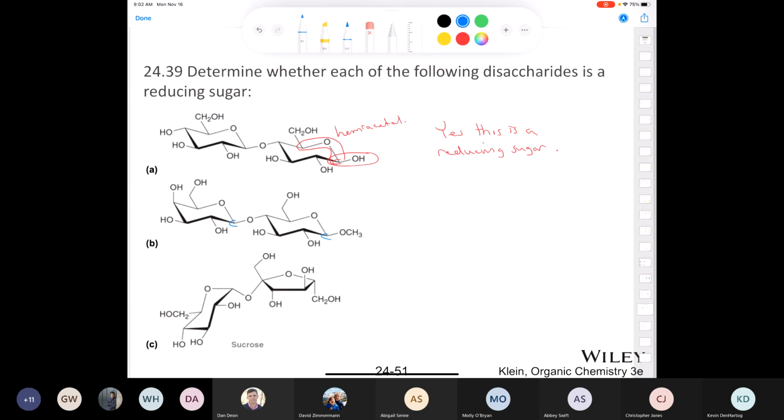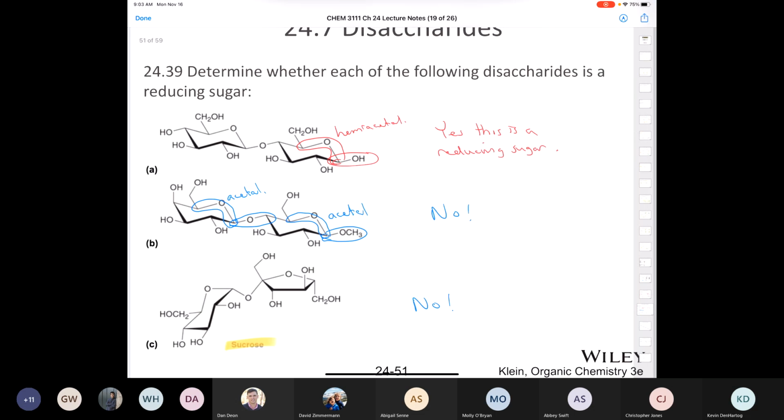If I look at the next one, if I look at this carbon or either of these anomeric carbons, you can see that here I have an ether. Here's my glycosidic bond, so that's an acetal. And since I have an alkoxy group here, this is also an acetal, right? I have an acetal there, and I have an acetal here. I have no hemiacetal, and so the answer is no. If I look at the last one, it's sucrose. We've already looked at sucrose, and we said that sucrose has no hemiacetal, and therefore it is not a reducing sugar. There you go. That covers all of disaccharides.